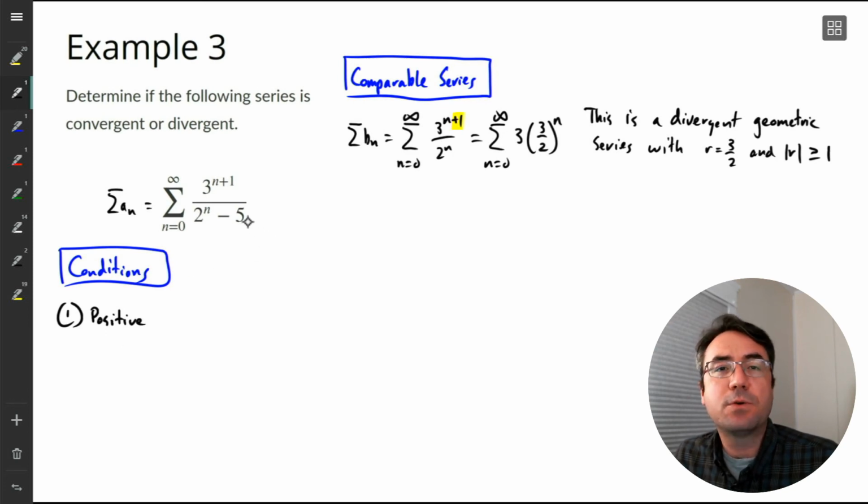And it might not be so clear cut here because of this minus 5. So the power of 3 raised to the n plus 1, that's always positive for n greater than or equal to 0. 2 to the n, that's always positive for n greater than or equal to 0. This minus 5, though, we have a positive number and we're subtracting. That means we might have some negatives. So it's not so clear what's happening here. In our series sigma bn, everything here clearly is positive. So let's look at what's happening here with this 2 to the n minus 5.